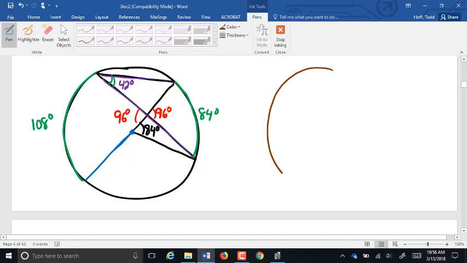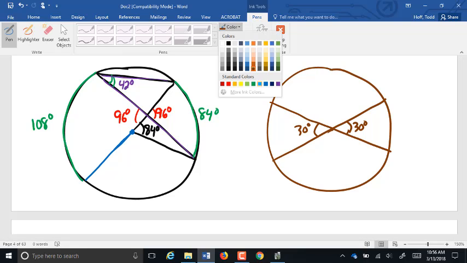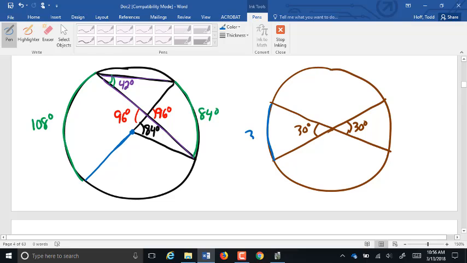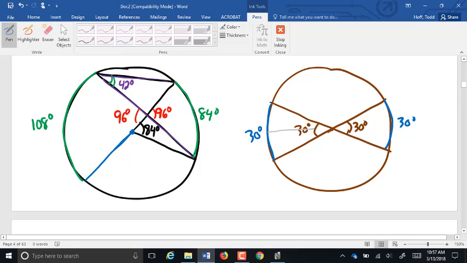Well, let's look at a circle here. If this is the center of the circle and I have two diameters like that, let's say this angle here, let's call that 30 degrees. So this one is 30 degrees. That makes this arc 30 and this arc 30. If I look at this invisible line across here, it cuts through the center of those arcs.